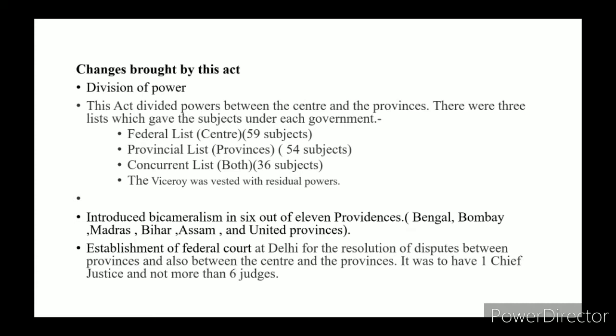Changes brought by this act. Division of power. This act divided power between center and provinces. There were three lists which gave the subjects under each government. Federal list for center, which consists of 59 subjects. Provincial list for province, which consists of 54 subjects. Concurrent list for both, which consists of 36 subjects. And the Viceroy was vested with residuary power.